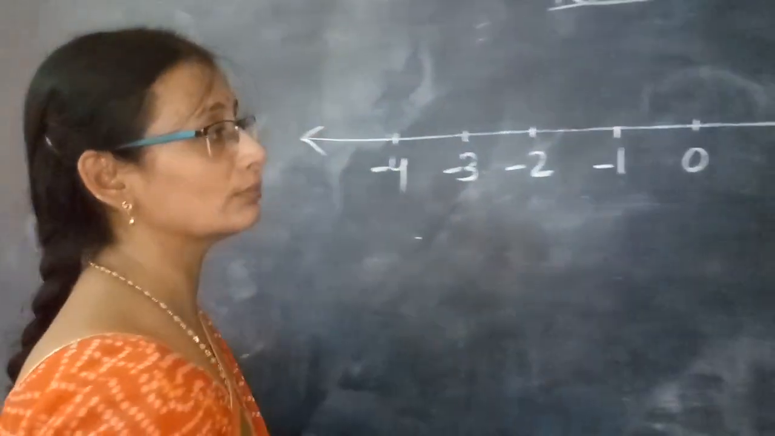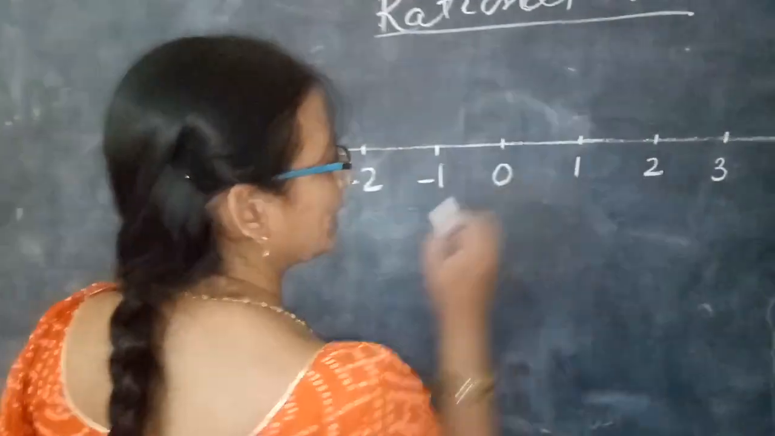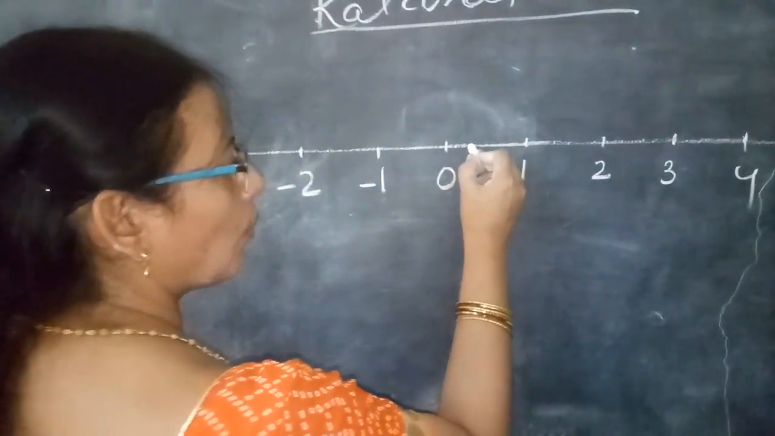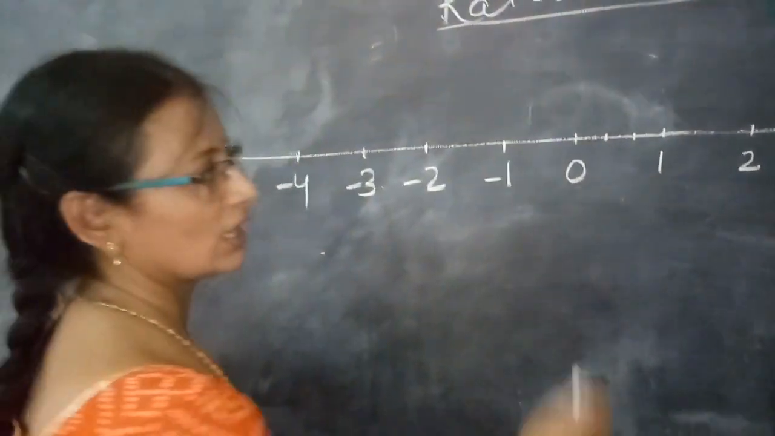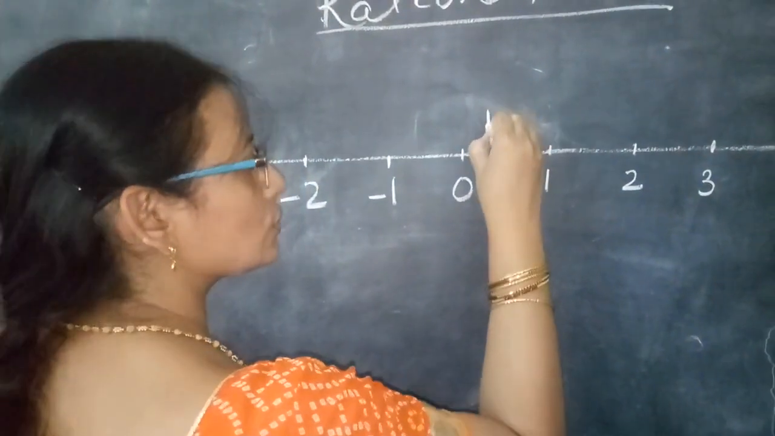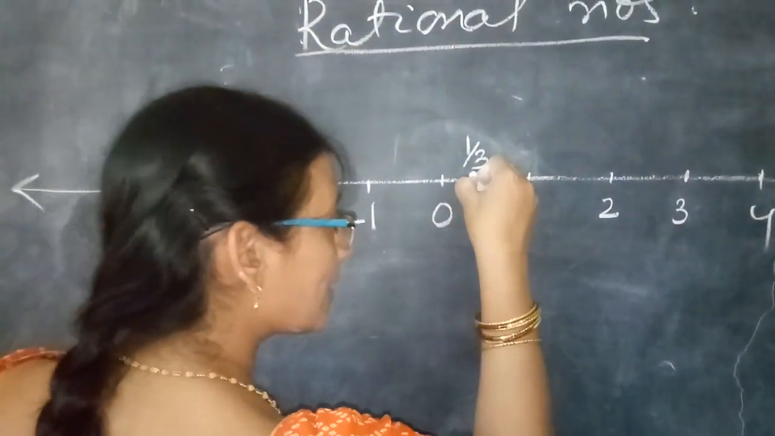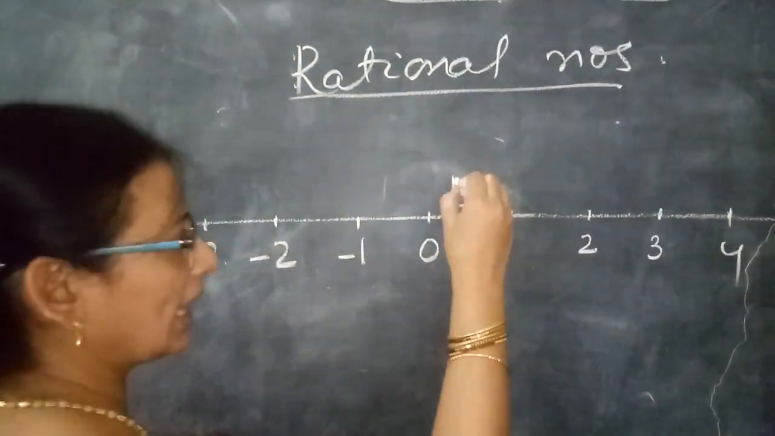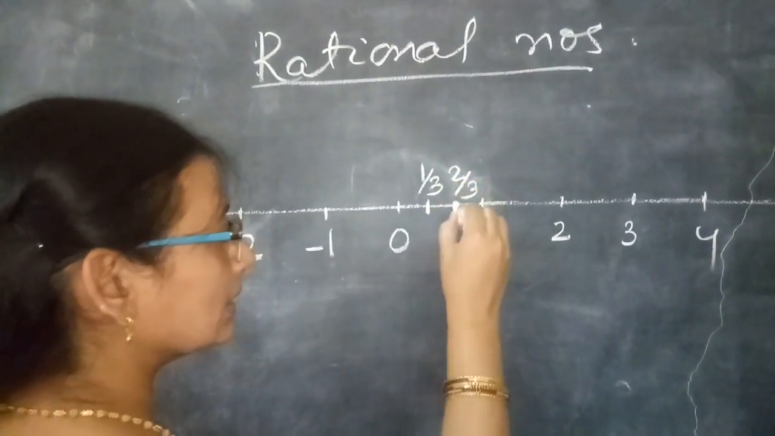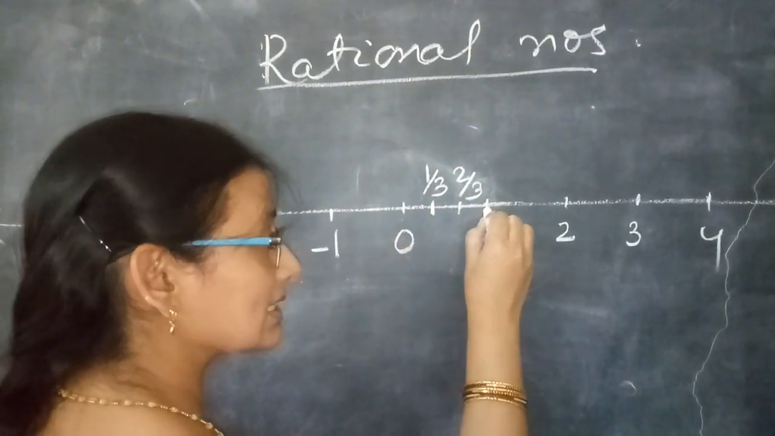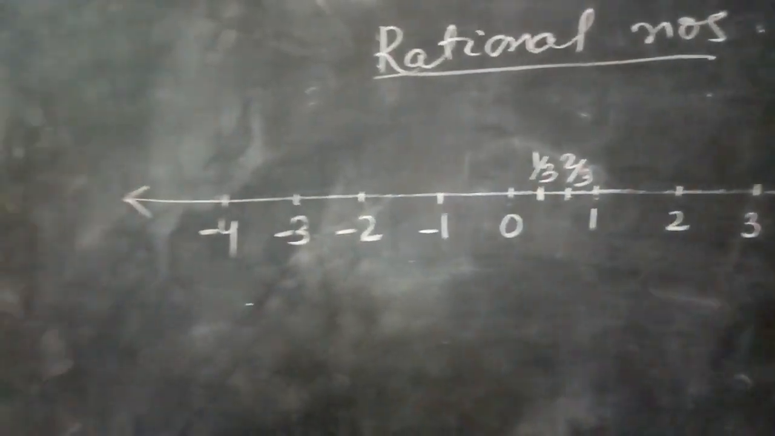Next, how to mark a rational number on the number line. When we consider 0 to 1, we divide it into 3 parts. The first part is 1 by 3. We have divided it into 3 parts, and the first part we have marked. So that will be 1 by 3, and the second one will be 2 by 3. The interval is divided into 3 parts, and the second one we have marked, that is 2 by 3.